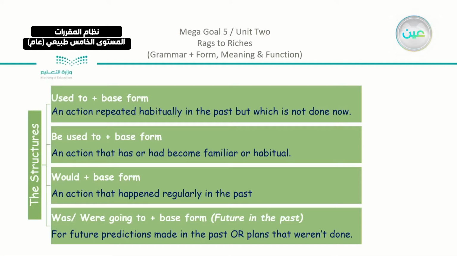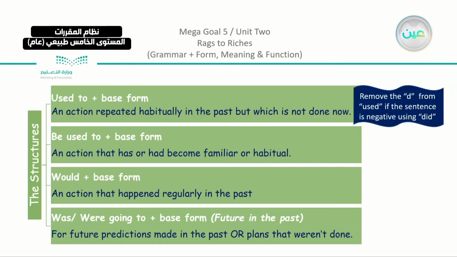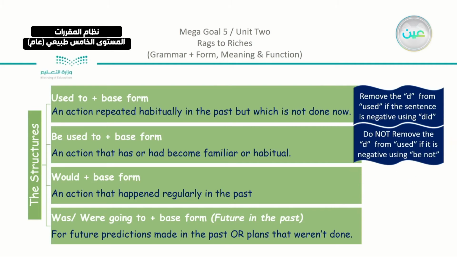We have the first part, which is used to plus the base form, an action repeated habitually in the past. Note that we remove the D from used if the sentence is negative, using did. Then we have be used to, which is a habit that can be in the past or now, at the present time. And here the difference is that we have to remove the D if there is a negative.